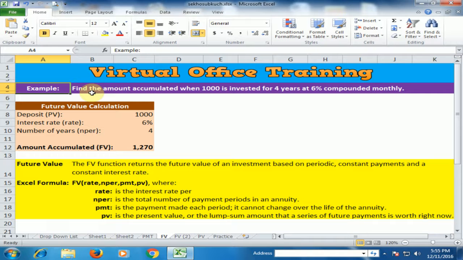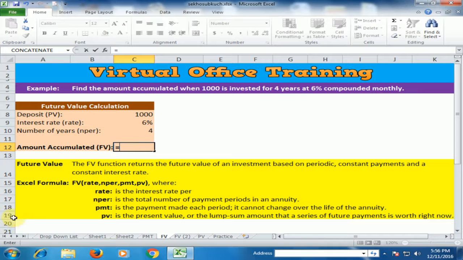Now here is an example. Find the amount accumulated when 1000 is invested for 4 years at 6% compounded monthly. Now, if I invested 1000 rupees, and the interest rate is 6%, after 4 years what is the amount of future value? Now I delete this formula here, and now I will calculate here.